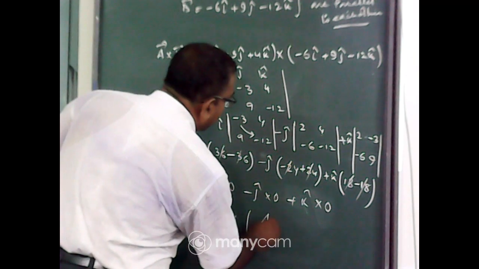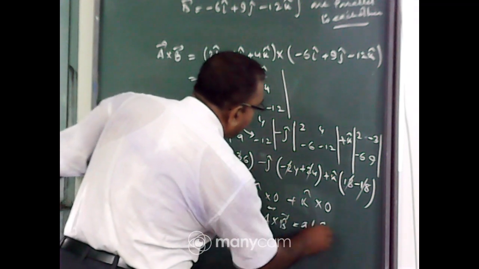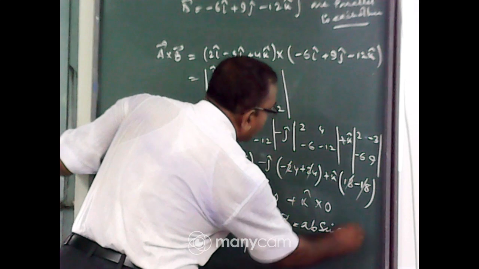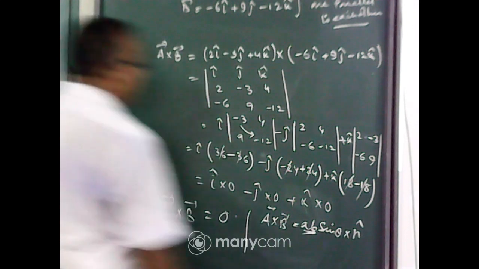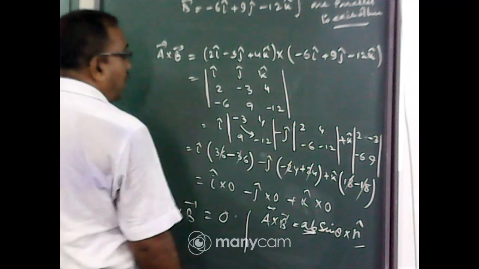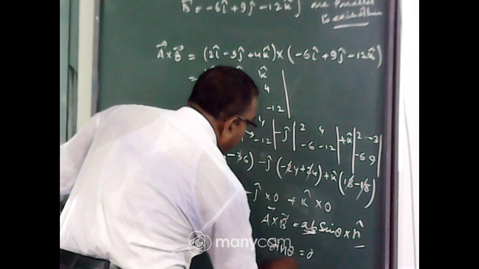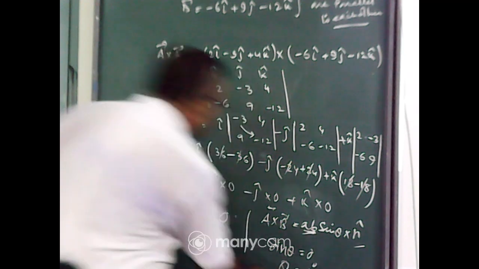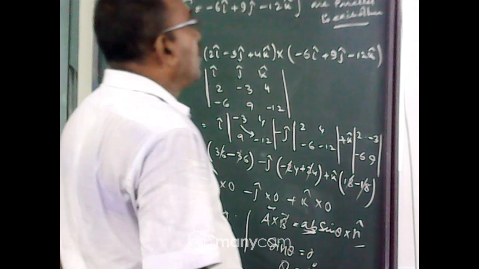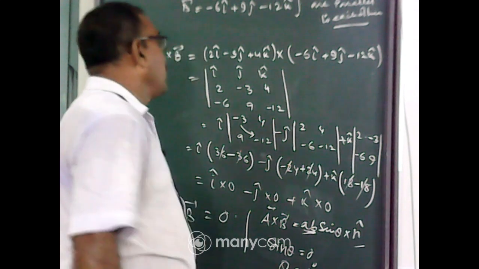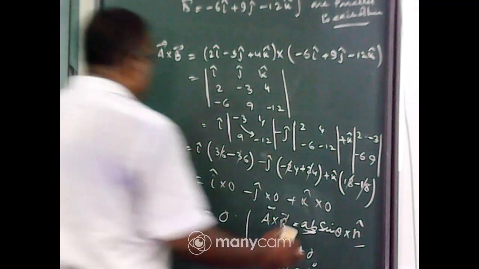You know it, A cross B equal to AB sin theta into unit vector n. So A and B is not equal to 0, n is not equal to 0. So sin theta equal to 0, so theta equal to 0 degree. 0 degree when? When those are parallel to each other. So you check it, my dear student.